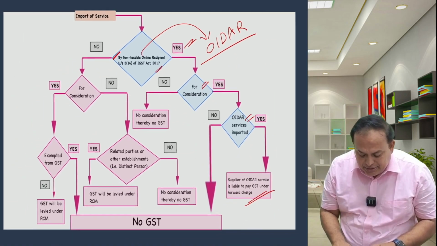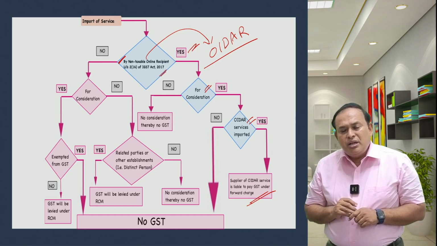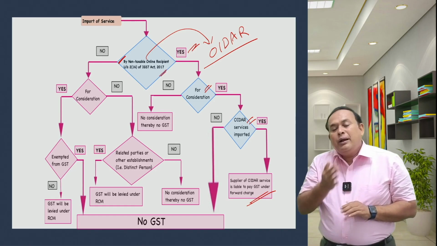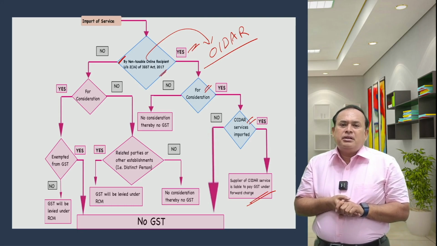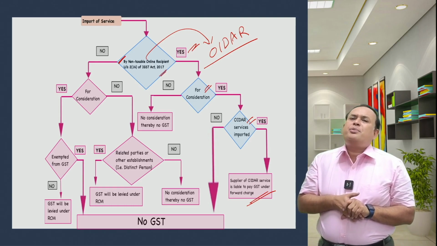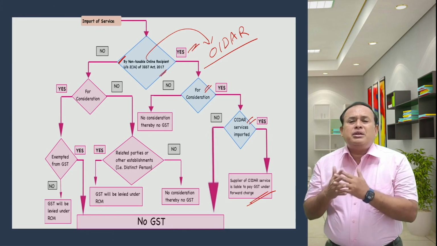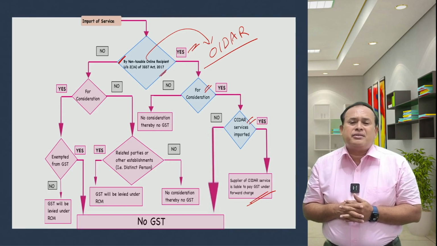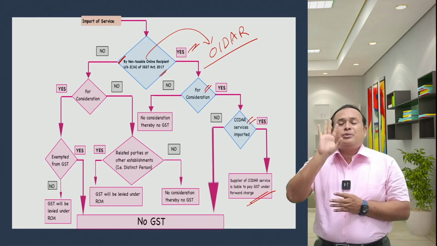In all other cases, sir, OIDAR services imported by a registered person, sir. In that case, being a registered person in India, the recipient is liable to pay GST because of import of services. Liability to pay GST on OIDAR services is on whom? On the recipient. The recipient is only liable to pay GST under RCM.